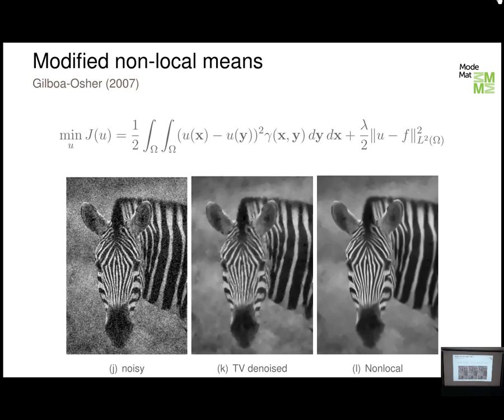And you can observe in this image, this is the noisy one, this is the image recovered with the total variation, and this is the image recovered with the non-local means method. And what you can observe is that with the total variation you can reconstruct the spots in the zebra when they are really far apart from each other, and that's something that you expect from the total variation actually.